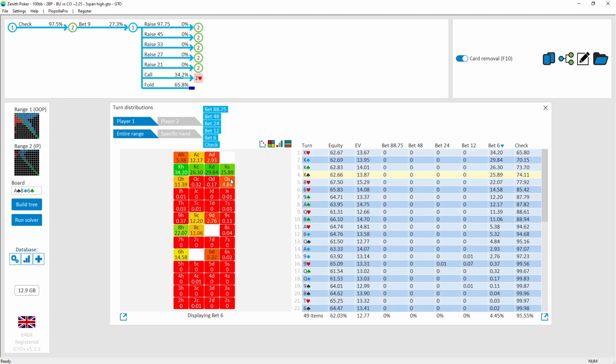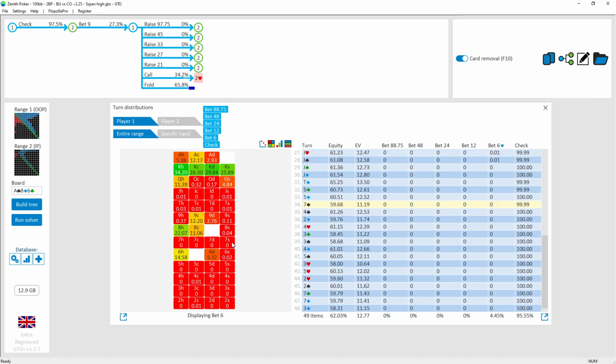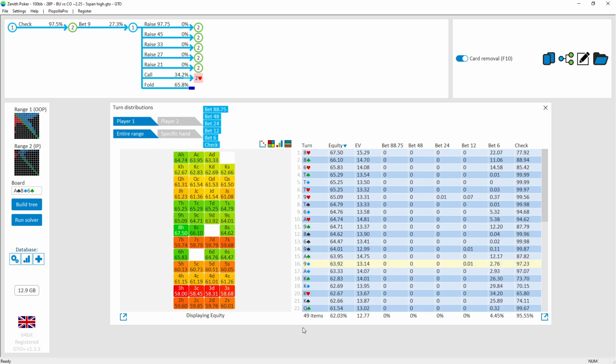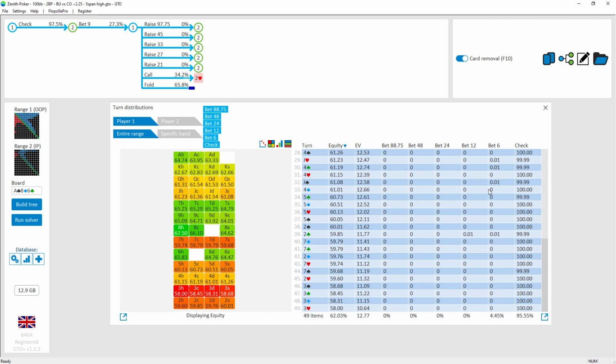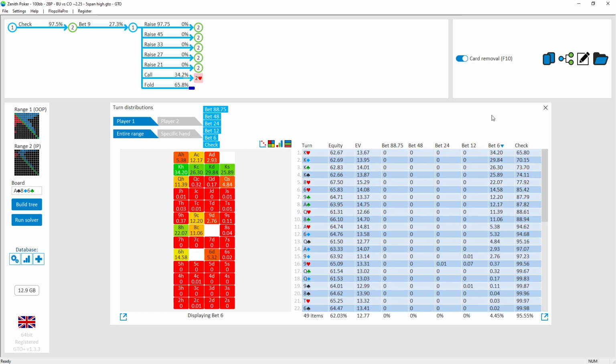So let's have a look at the calling range, and then the turn report on the calling range, and see if there's any donks. Donking a fair bit on a king, donking a bit on the ace, donking a bit on the 8 and the 6. So what is it saying? Looking at the equity again, what is it saying when you're donking on these boards?